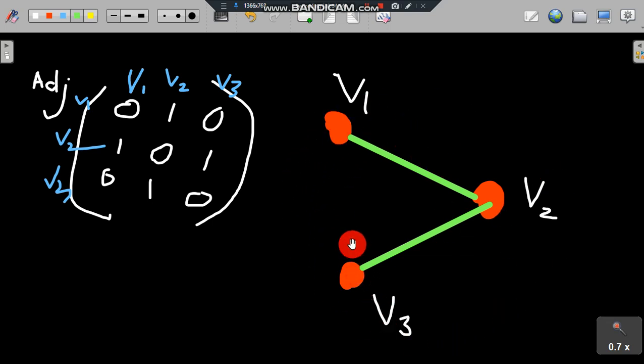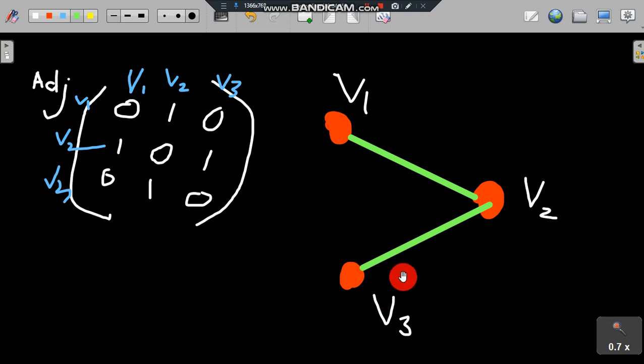Okay, so one more thing we have to understand is that for V1, the number 1 comes. Therefore, the degree of V1 is 1. The degree of V2 is 2: 1 plus 1, 2. Look at this. The degree of V2 is 2 because 2 edges are incident on V2, and that is the sum of this row. The third row also gives you 1. Therefore, the degree of V3 is 1.